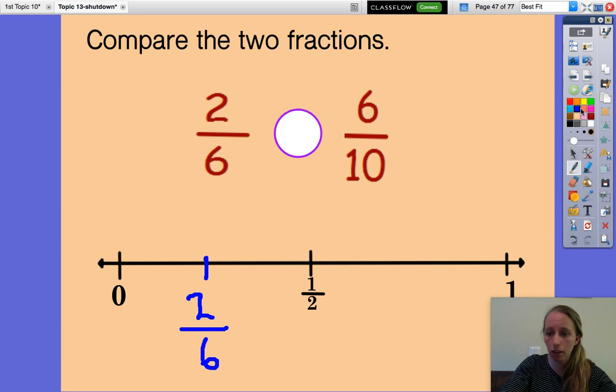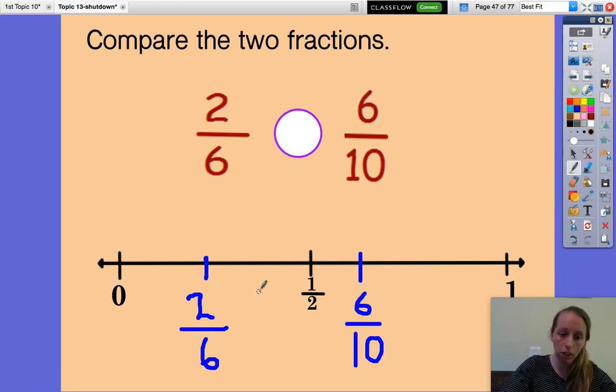Then when we go down over to 6/10, we have 0/10. This would be 5/10 is 1/2, and this would be 10/10. Where would 6/10 be? Right about here, a little bit more than 5/10 would be 6/10. So now looking at these, we know 6/10 is closer to 1 whole and 2/6 is closer to 0. So 6/10 must be more than 2/6.